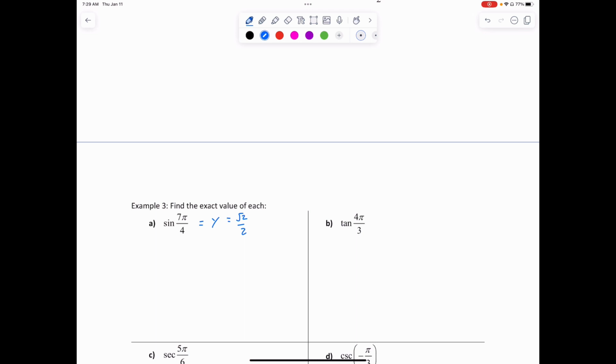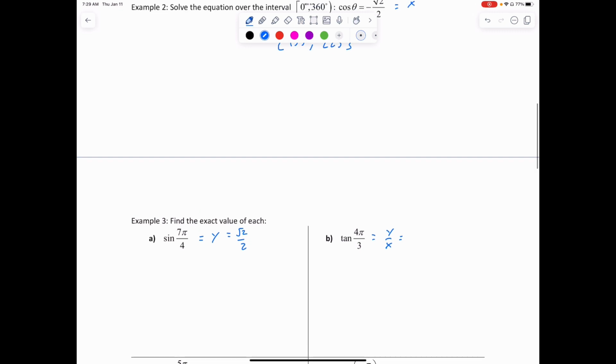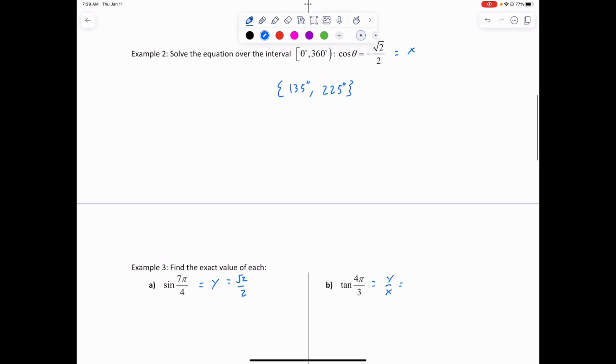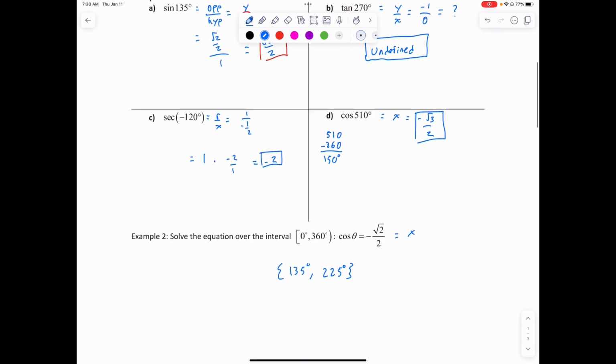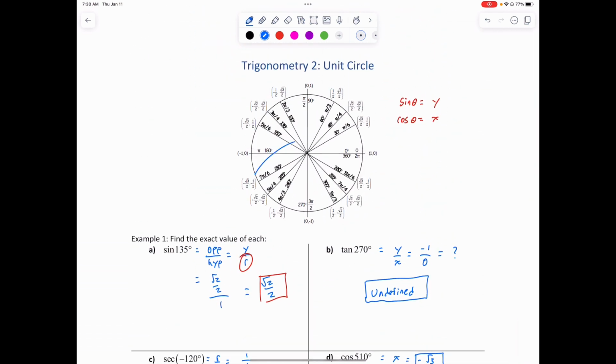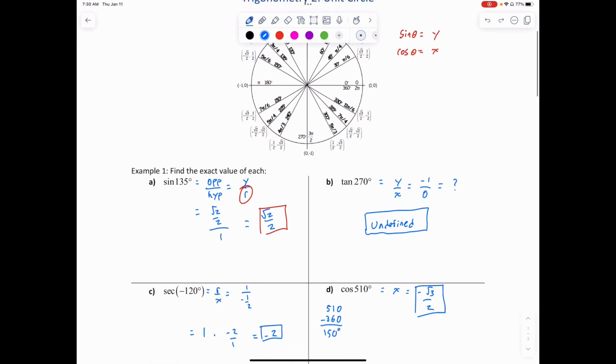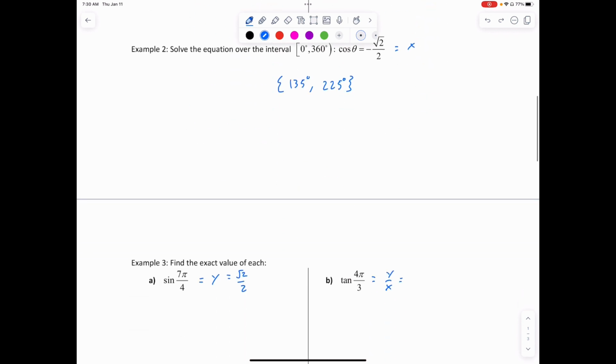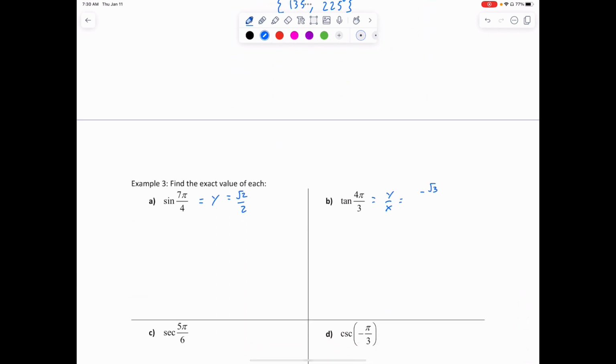For the tangent of 4 pi over 3, we know that is going to be the y value over the x value. Let's go ahead and find that for 4 pi over 3. 4 pi over 3 is a little bit more than pi, so we'll be looking down here. It's right here in this position. And I'm going to get a y value of negative radical 3 over 2 and an x value of negative 1/2. And so this is going to be equal to negative radical 3 over 2 over negative 1/2.